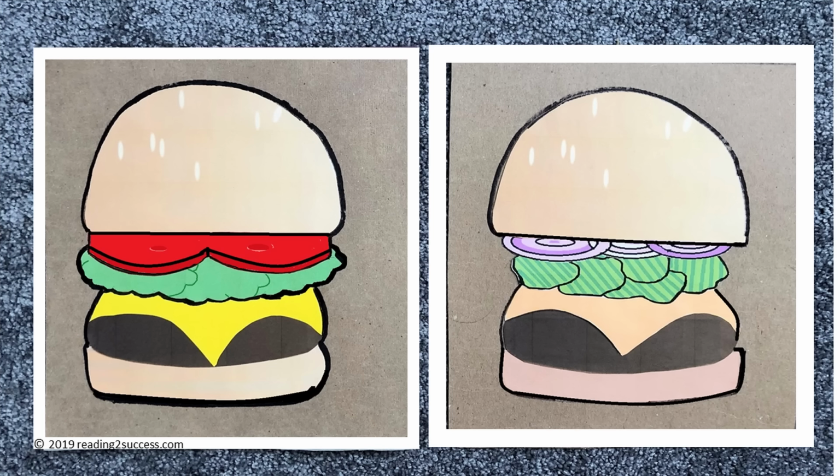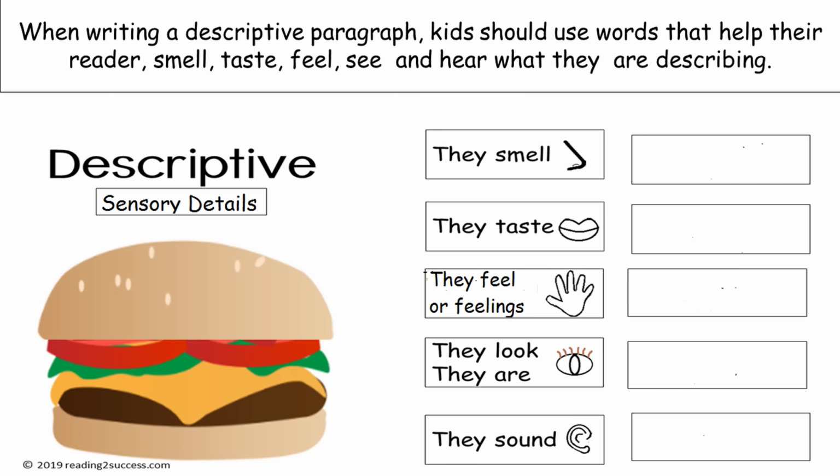Since descriptive writing really depends on sensory details, I have kids put together a hamburger to think about what it smells like, what it tastes like, what it looks like, what it feels like, so that they're ready and prepared to begin the writing process. So when kids are writing a descriptive paragraph, they should use words that help their readers smell, taste, feel, see, and hear what they are describing.